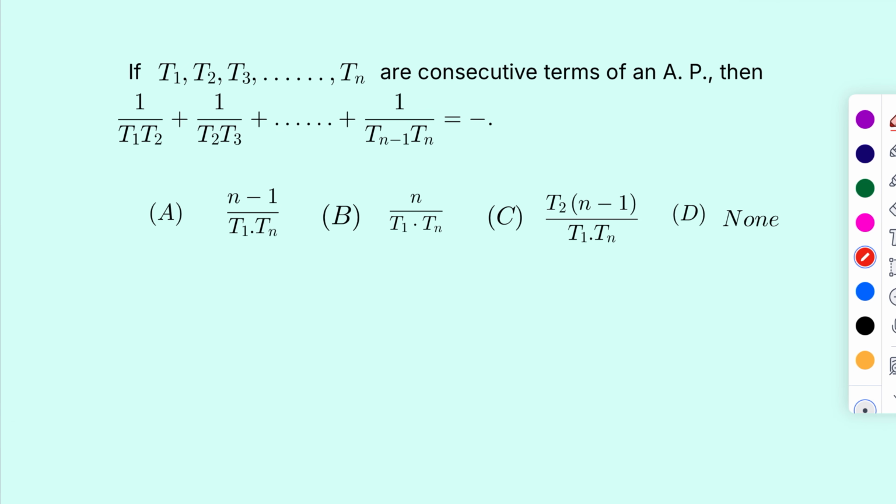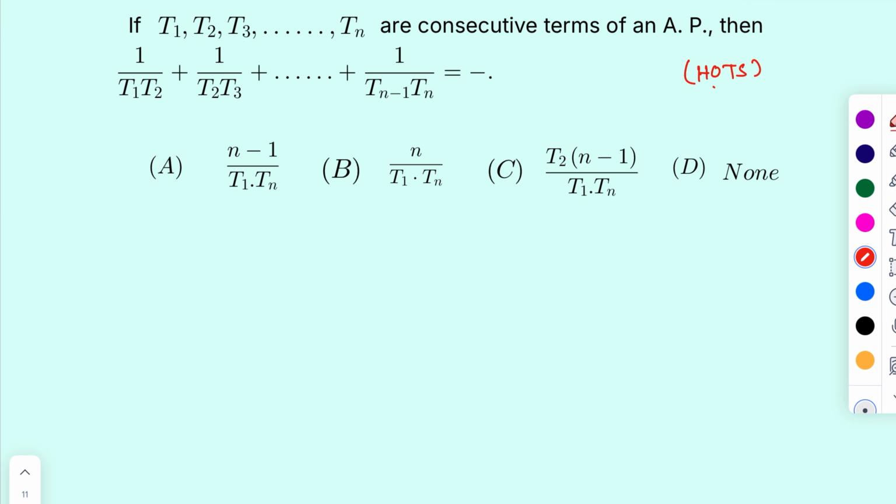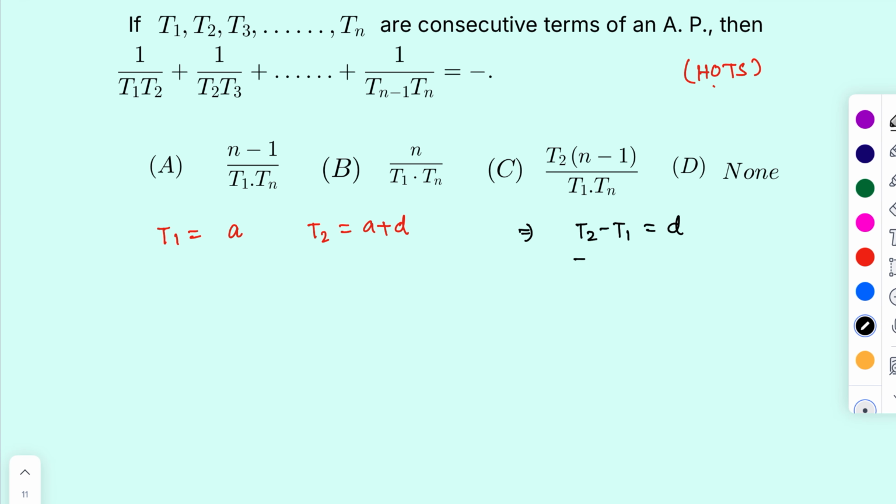This is the last question. Now if t1, t2, t3 up to tn are consecutive terms of an AP, then we have to find these values. It is some Olympiad type of question. Here if you will see, t1, the first term, we write it as a, suppose, then t2 is equal to a plus d. What it implies actually, t2 minus t1 is equal to d, and t3 minus t2 is also equal to d. That is, the difference between two consecutive terms is d.